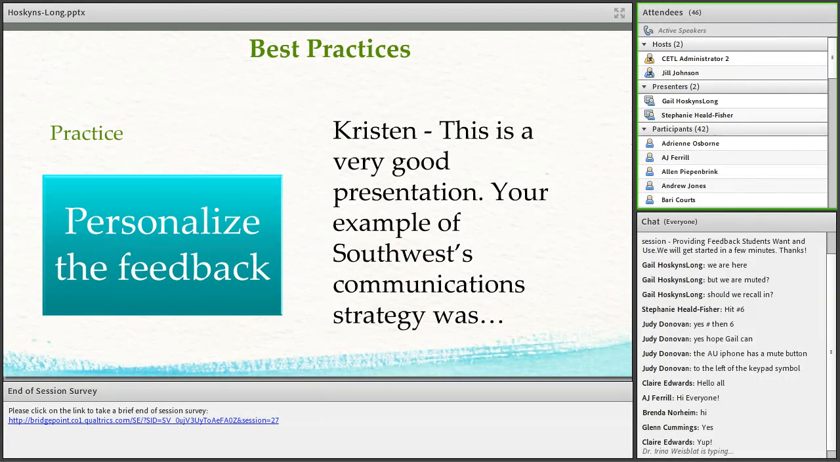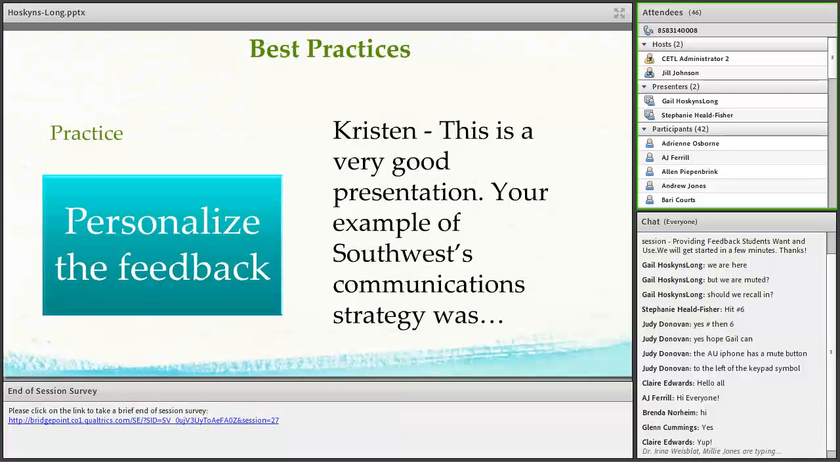The second best practice is to personalize the feedback. When we say personalize the feedback, there's more to it than just using the student's name. You want to be unique. You want to show the student that you have really read their paper. And this is a good way to connect with the student. You don't want to use the same generic statement to everyone in the class.